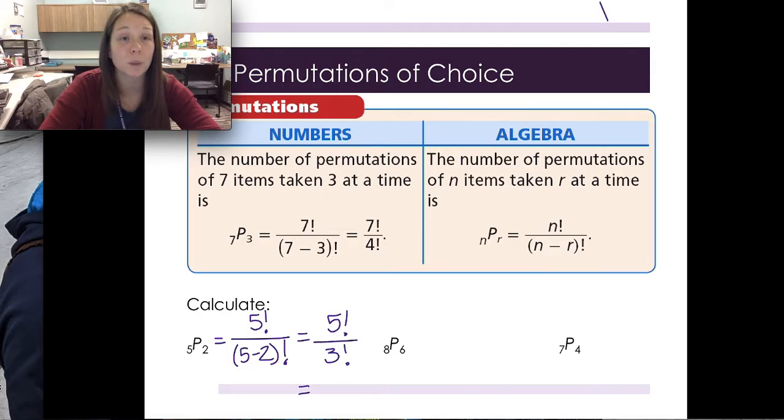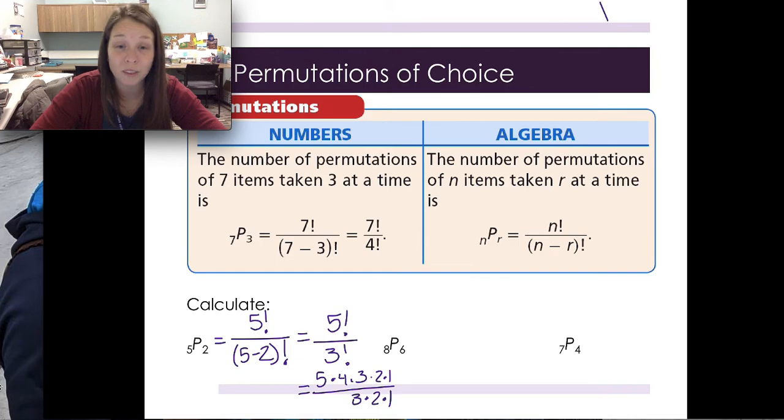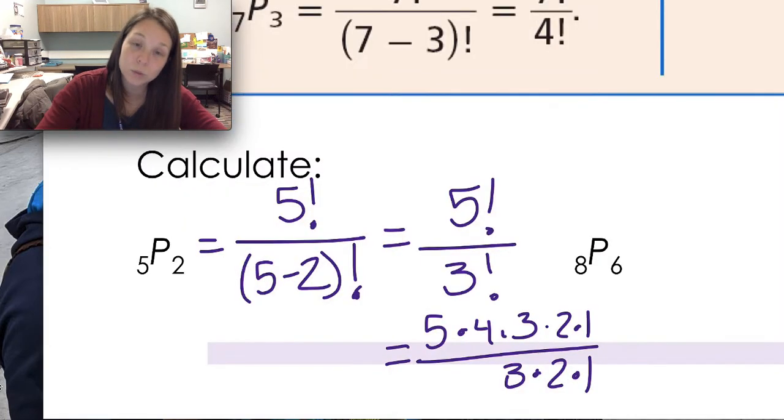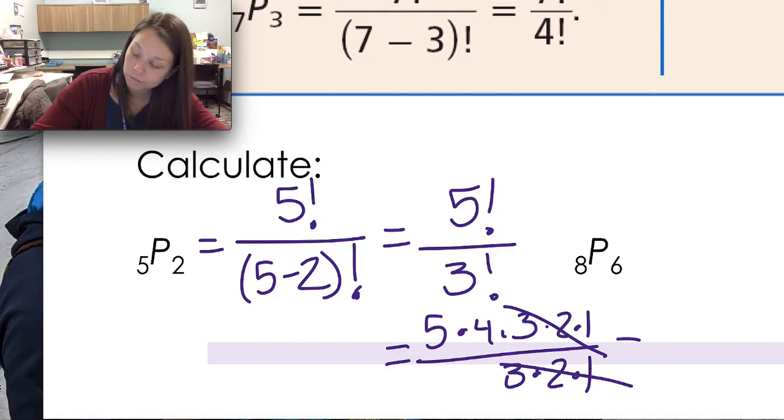The way we can do this by hand and not use a calculator, 5 factorial means we're taking 5 times 4 times 3 times 2 times 1. 3 factorial means we're doing 3 times 2 times 1. The really beautiful thing that happens here is 3 times 2 times 1 are common factors in the numerator and denominator, so we can divide those out. Now we're just left with 5 times 4, which is 20.